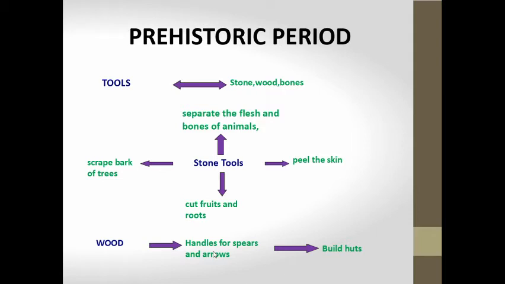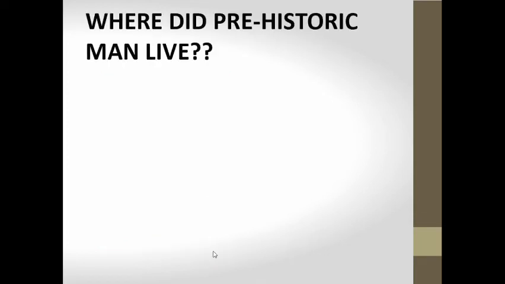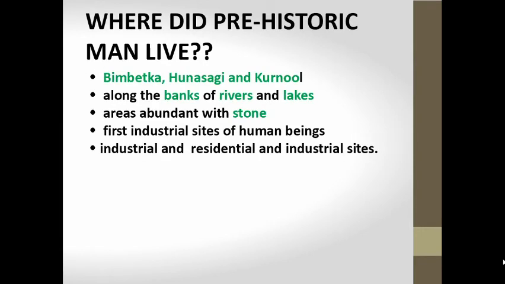Okay, so this is about some of the tools of the prehistoric period. Now let's see, where did the prehistoric man live? Some relics of hunting and food gathering humans were available in these sites. Which are those sites? Bhimbetka, Hunsagi, and Kurnool. So try to locate these places on the map. Bhimbetka, Hunsagi, and Kurnool.